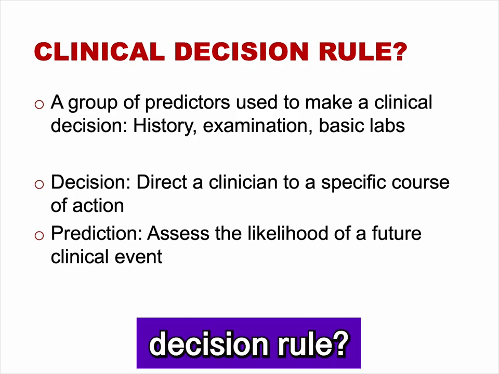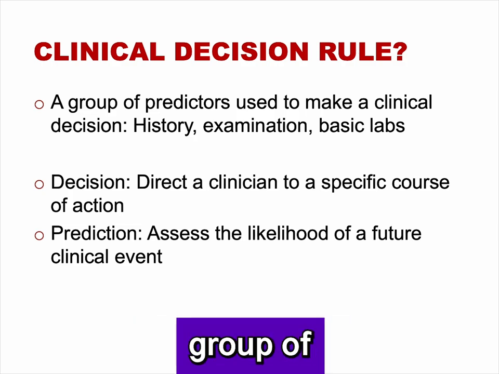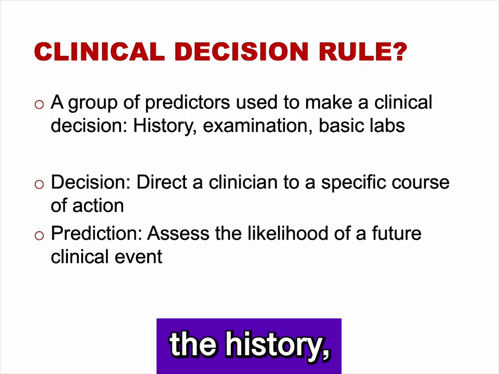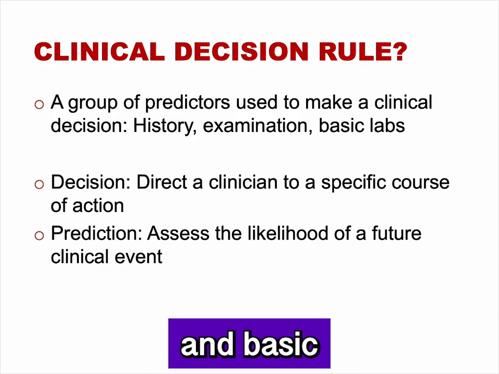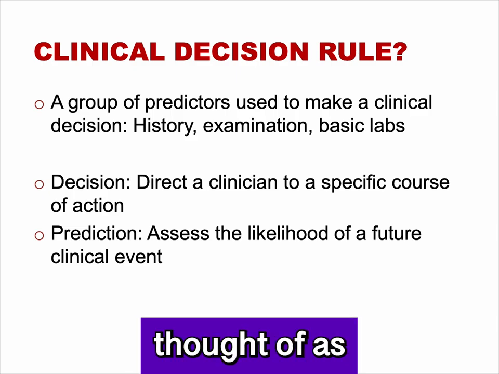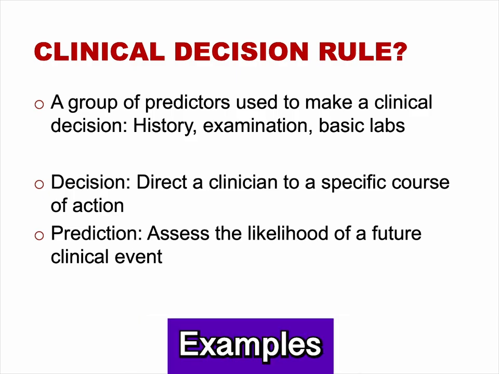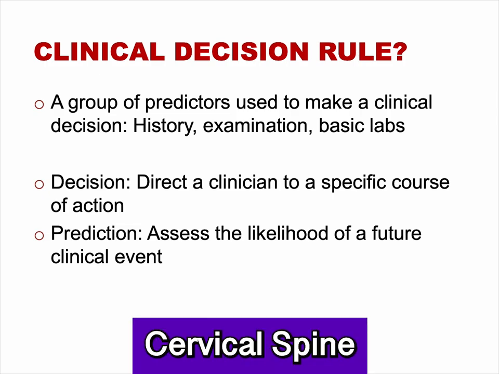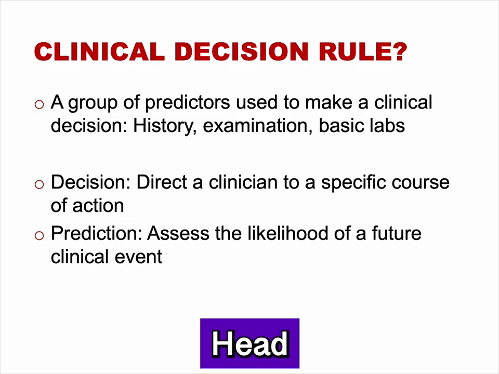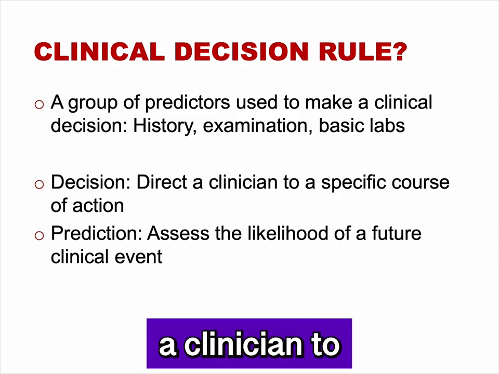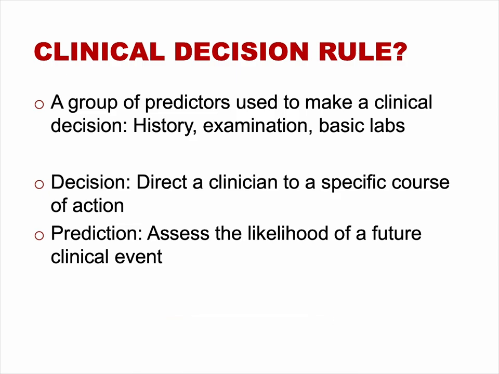So what is a clinical decision rule? A clinical decision rule is a group of predictors used to make clinical decisions. It may include elements of the history, physical examination, and basic laboratory tests. In essence, the parameters that make up the rule can be thought of as a diagnostic test. Examples of clinical decision rules include the Ottawa ankle rules, the NEXUS cervical spine rules, and the PECARN head trauma rules. Clinical decision rules assist or direct a clinician to a specific course of action.